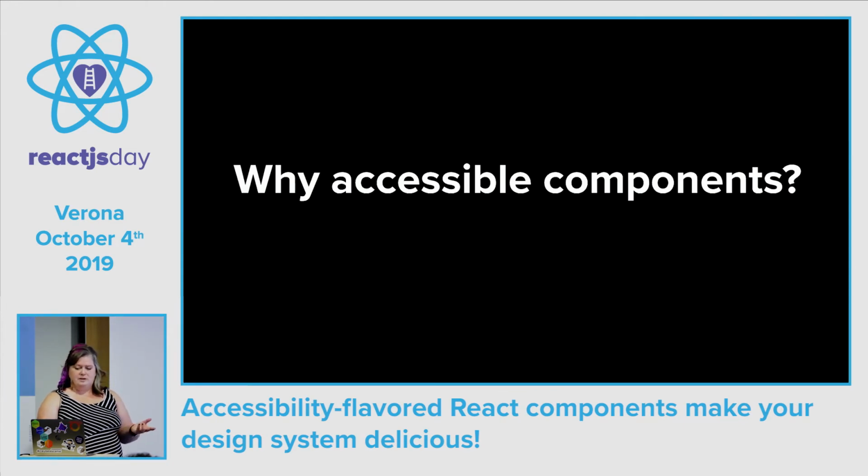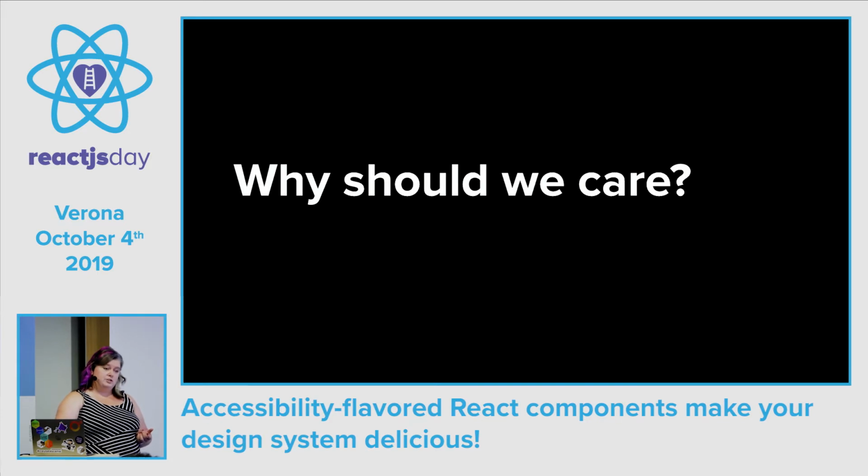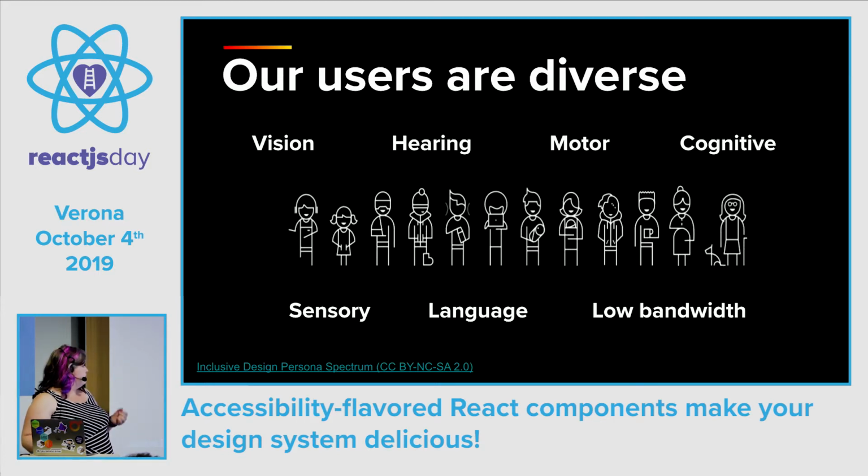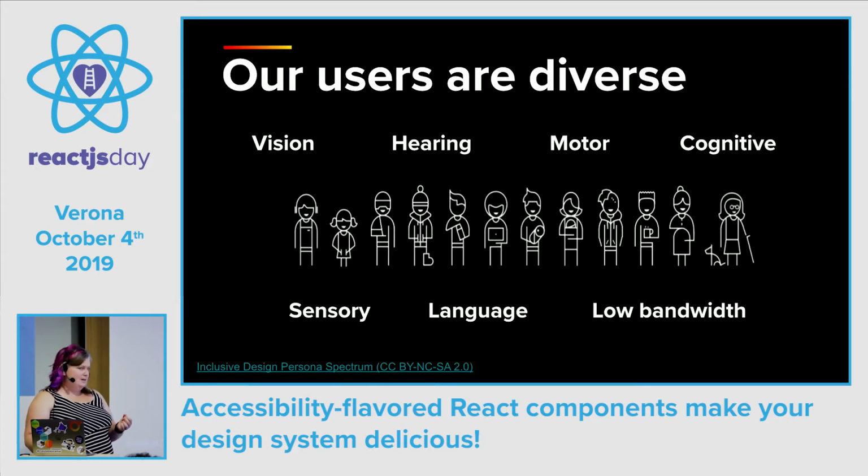So why accessible components? And also, why should we care? Our users are diverse, and they are varied, and they access our page in many ways. So, for example, users can have different motor skills, cognitive skills, sensory skills, speak a different language. Maybe trying to access your site on a very low bandwidth connection. All of these can be temporary, permanent, or situational. Like a permanent situation is if you're blind. Temporary is what if you're looking at your screen in the bright sunlight.